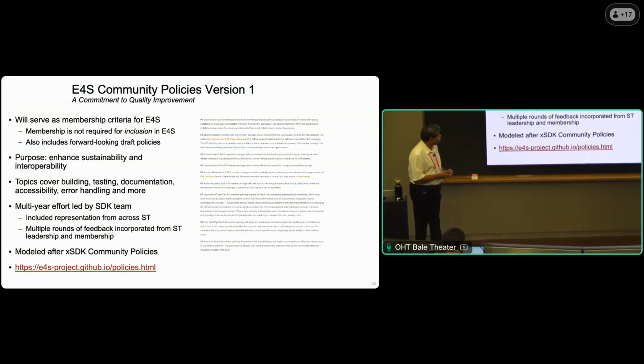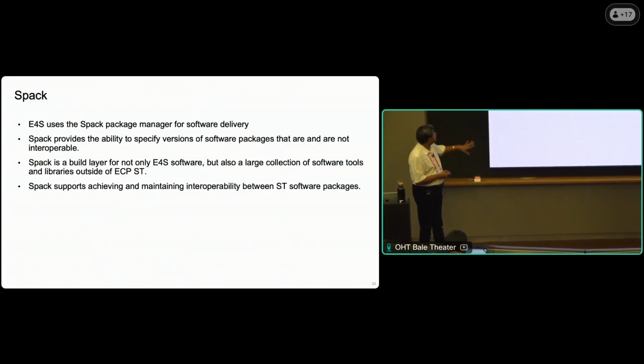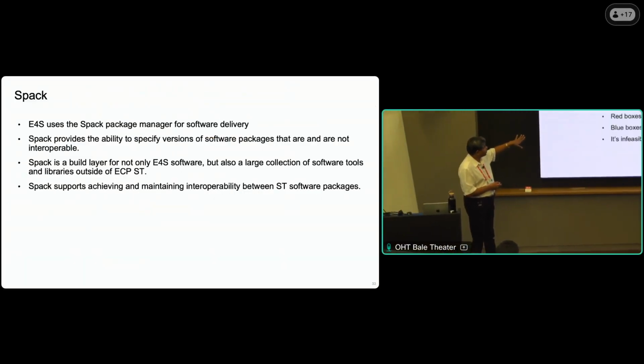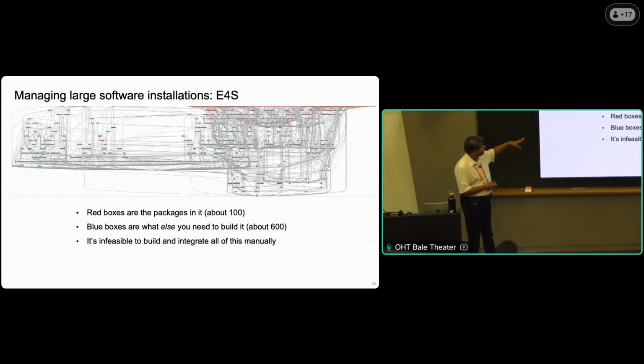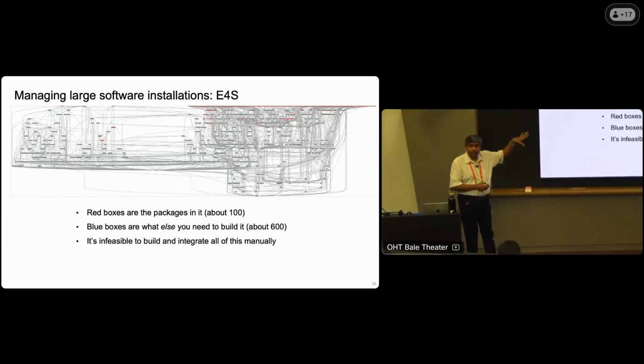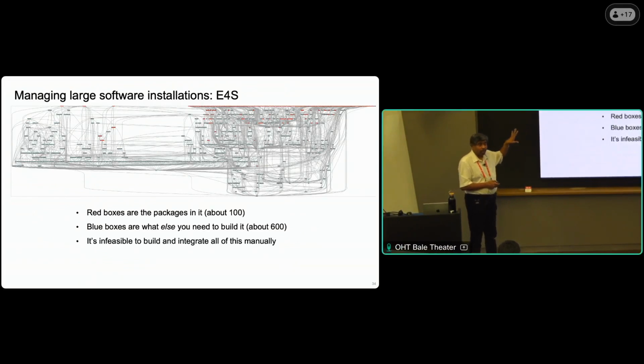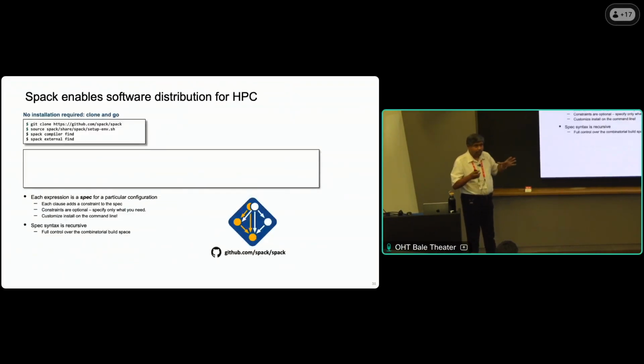There are some community policies in E4S. It uses Spack. Spack is a mature package manager. You can see that the red boxes at the top are the packages, about 100, and the blue boxes over here are all the dependencies that you need to build it. It's a very complex process. And we reuse these dependencies, as you can see over here. So we make a complete software stack with all of these packages.